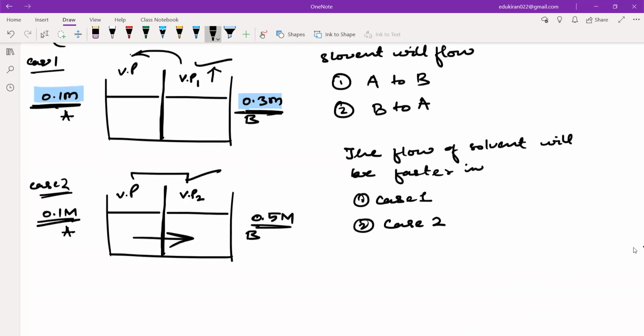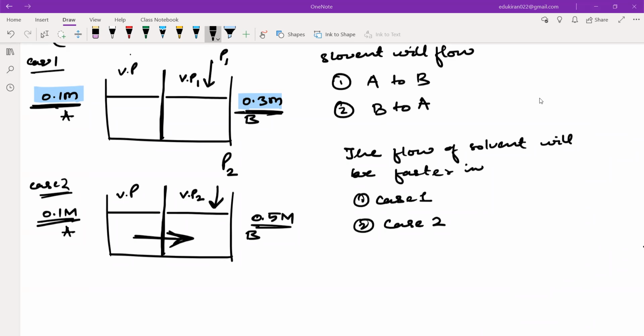Now you tell me, if the osmosis is faster in the second case, in order to stop the osmosis, I will have to put some pressure. Let us say P1 and P2 are the pressures applied in order to stop the osmosis. Now tell me, if the flow is faster here, do I need to apply more pressure or less pressure? More pressure. Is this clear with everyone? Yes or no? Yes, sir. Okay, fine.